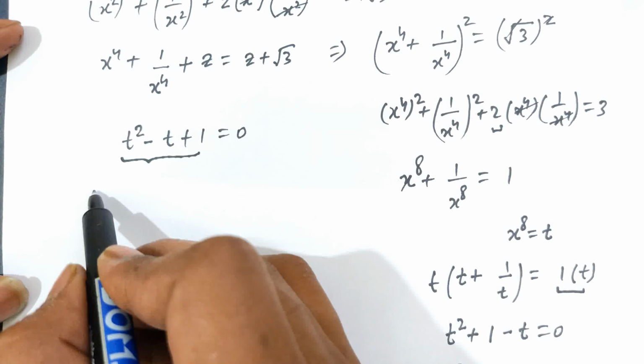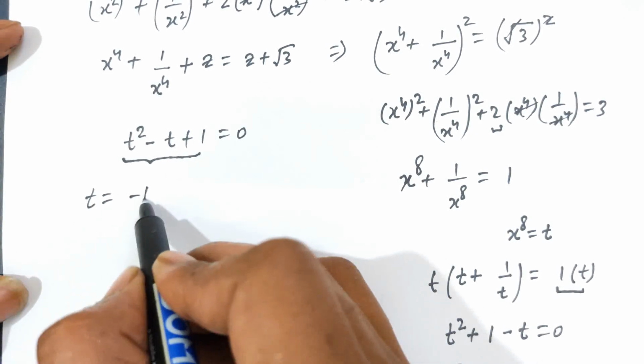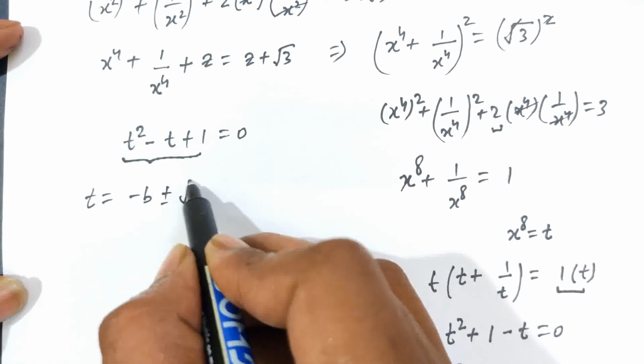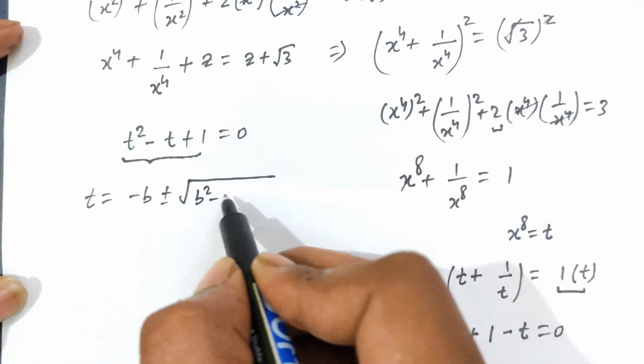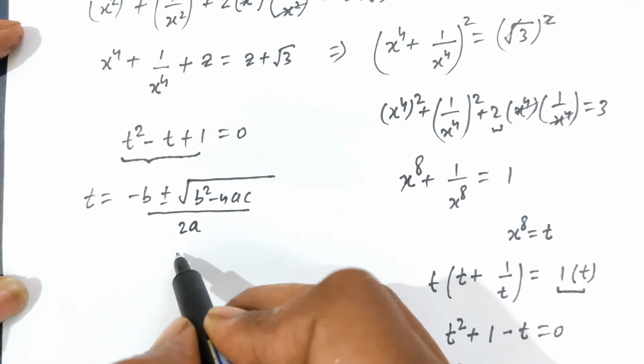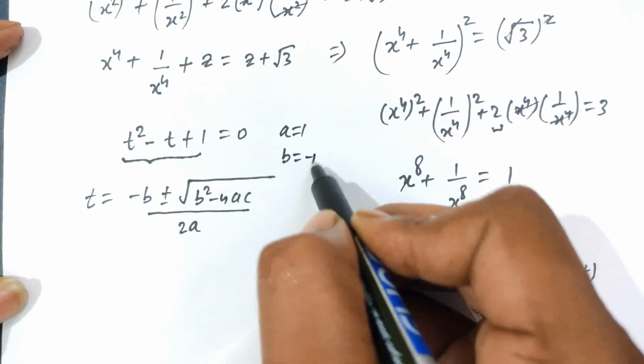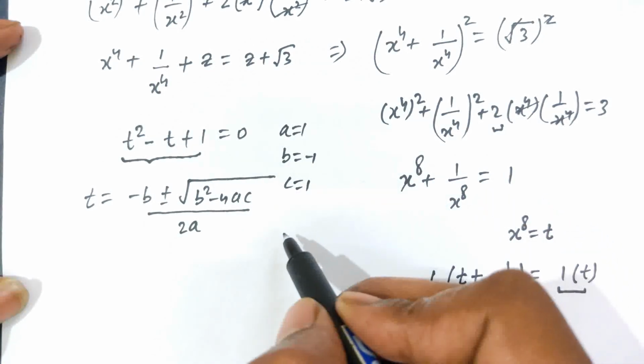Then we will apply here the quadratic formula, t is equal to minus b plus minus square root of b square minus 4 times ac, divided by 2 times a, where value of a is 1 and value of b is minus 1 and value of c is 1.